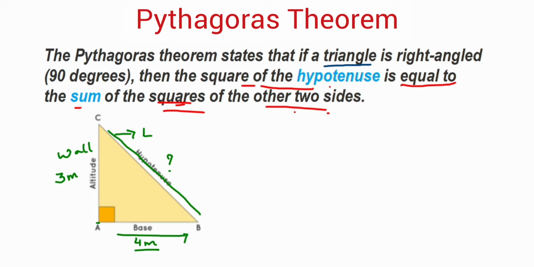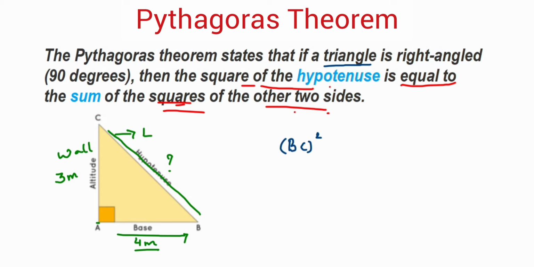So let us apply this. Here we know BC is my hypotenuse in this figure. Now it depends on the figure. Sometimes instead of C here, some people take A. In that case, it will be different. So just make sure that you are taking it properly.